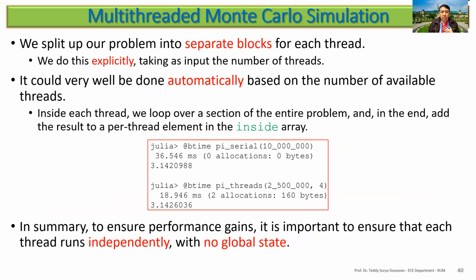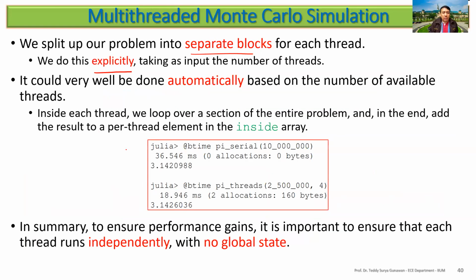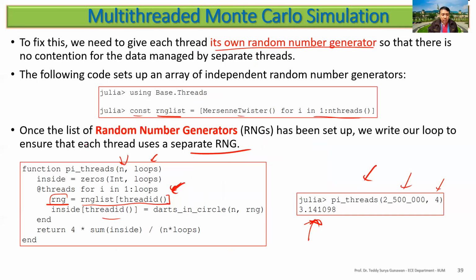So we split up our problem into separate blocks for each thread. We do this explicitly, taking as input the number of threads. Yeah, here, the number of threads. Because the input is the number of threads, and this is the loop, and this is the number of elements. It can also be done automatically based on the number of available threads. On each thread, we loop over a section of the entire problem, and in the end add the result to a per-thread element in the inside array. As you can see here, this is the per-thread element. Then after it finishes, you sum inside.